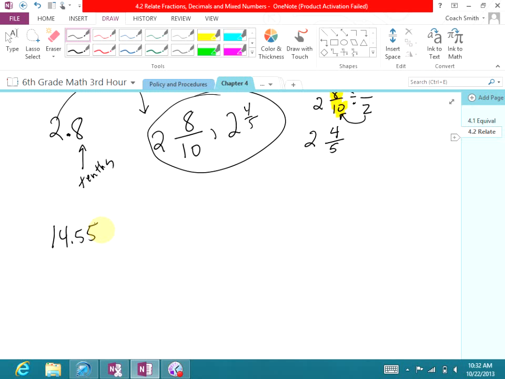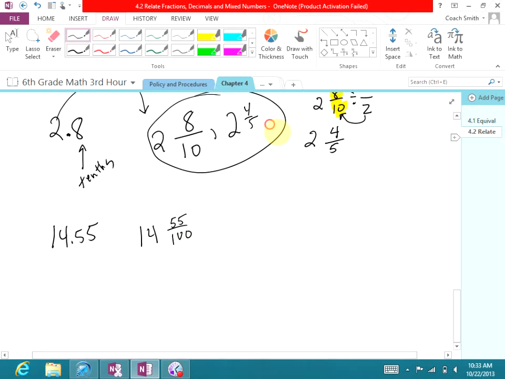Let's see. I want the first one. Owen. No, the first one. The original fraction before you reduced it. The original fraction. 14 and 55. Yeah. 14 and 55 over 100 is the original fraction.